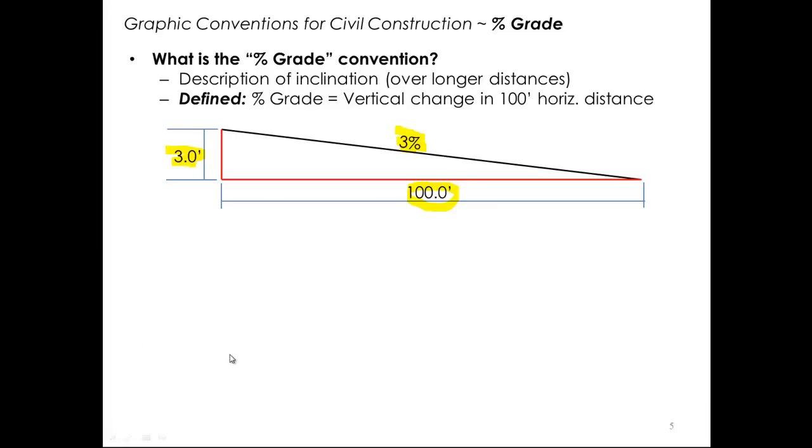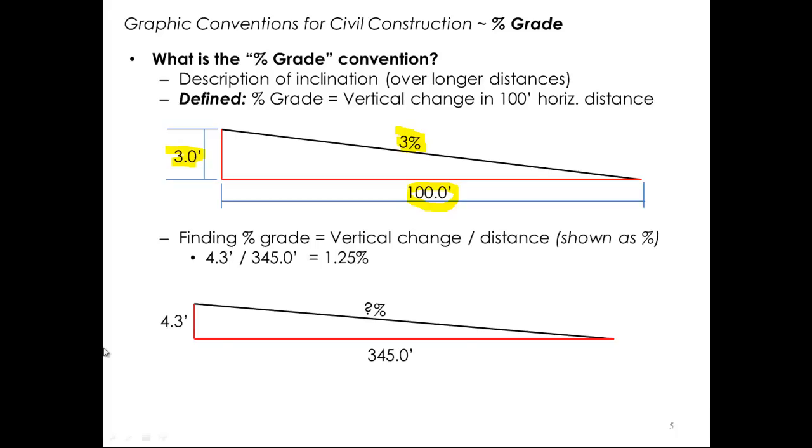Sometimes we need to find what the actual percent gradient is. So let's look at another example. In this case, we've got a vertical rise of 4.3 feet, and we've got a horizontal run of 345 feet. So we simply divide the rise by the run, and we find in this case that our slope is 1.25%.